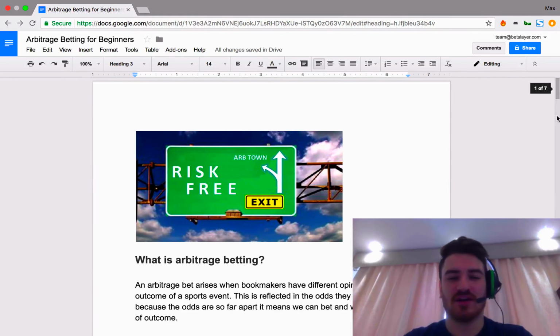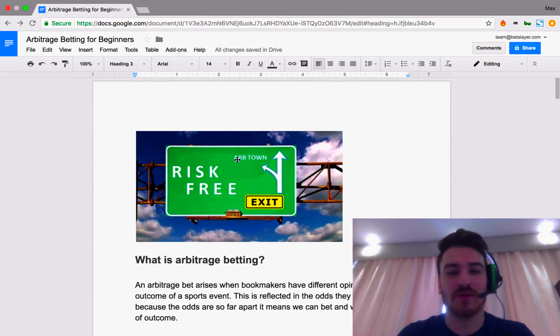For all you guys who are new to arbitrage betting and don't really have a clue, this is arbitrage betting for dummies. Even if you're a complete newbie, we're going to take you to Arbtown.